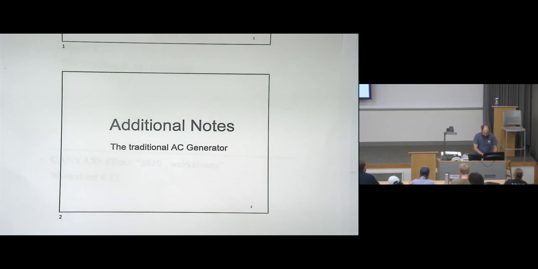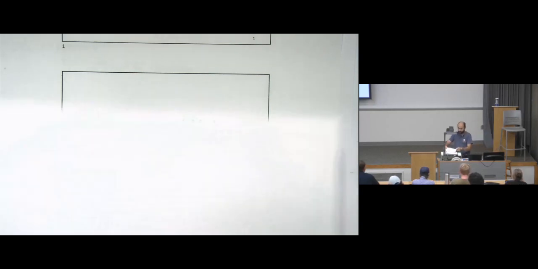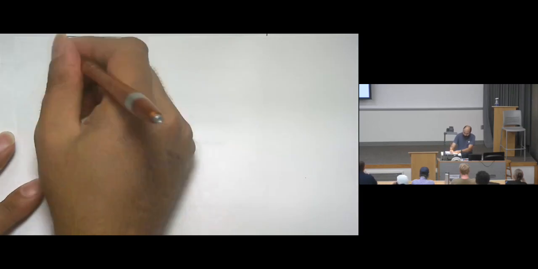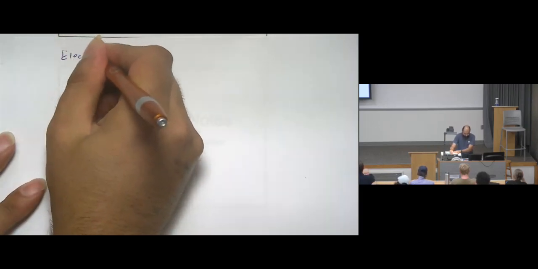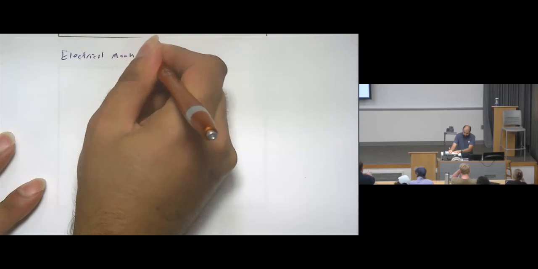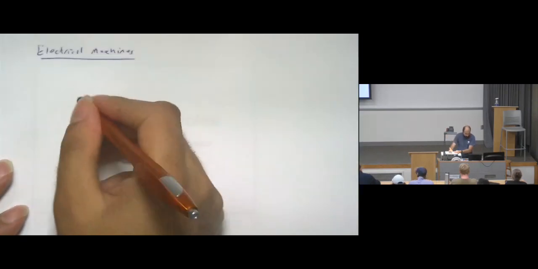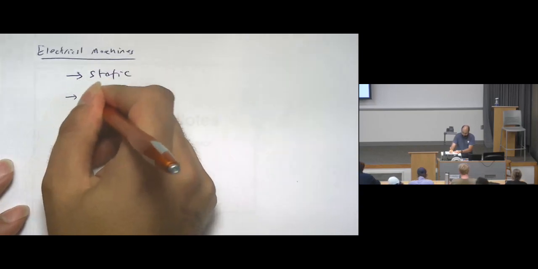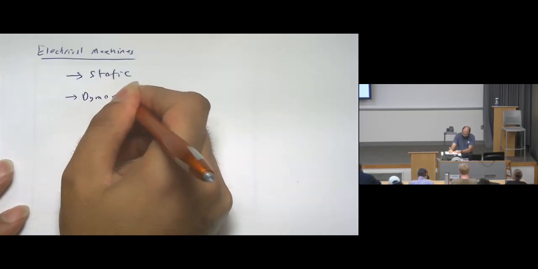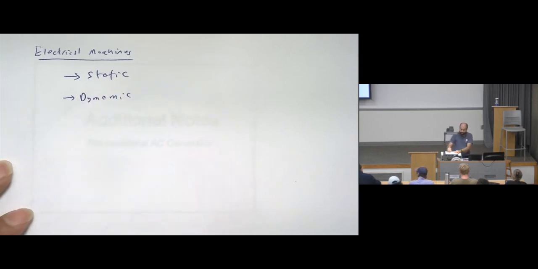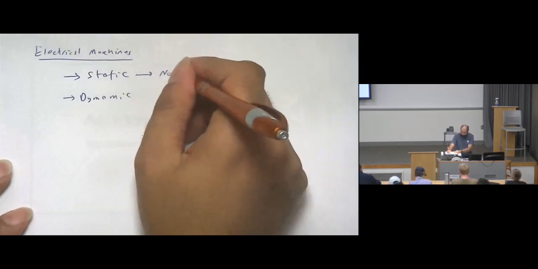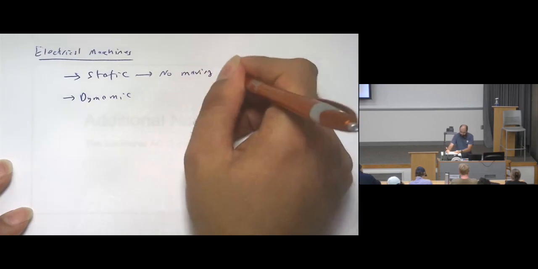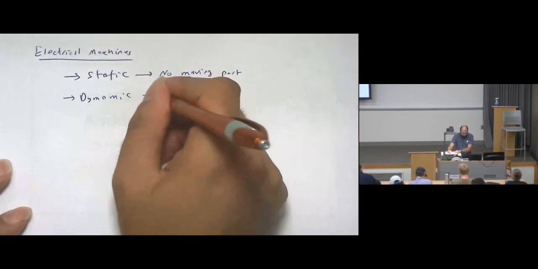Before starting the generators, let's talk about an overview of the electrical machine. Electrical machines have two classifications. It can be either a static machine or a dynamic machine. The static machine has no moving parts, it runs and there are no moving parts in it, while the dynamic machine has moving parts.